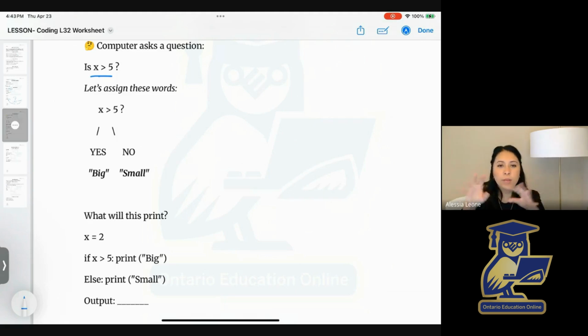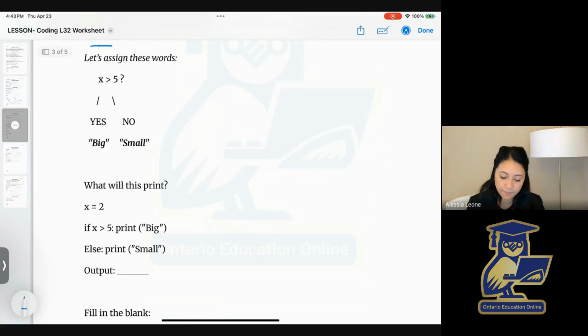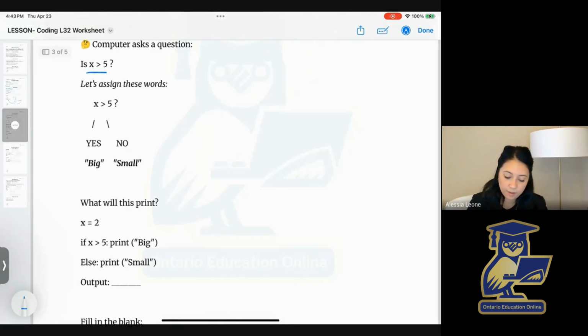So we're going to pretend we inputted all this in a computer and those are our answers. We have big and small. Those are the words we chose. So what will this print? If x is 2, x is 2. So what is the computer going to print based on what we already set up? If x is bigger than 5, it's going to print big. Anything else, so if x is not bigger than 5, it's going to print small. So what's our output? Is it going to say big or small? We're going to use logic. We're going to use our words to see what it's going to say.